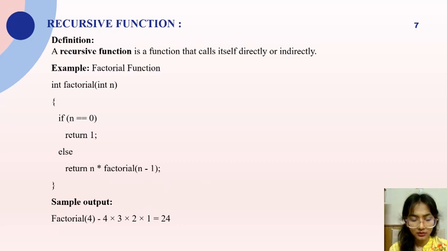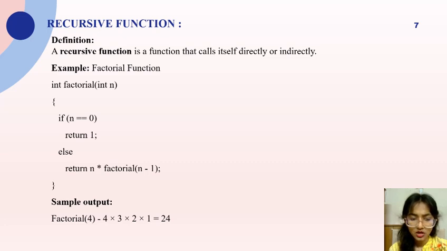And then we have a very interesting function called recursive function. It is mostly used in programs that can be broken into small parts. Here I showed the factorial example. This function calculates the factorial of a number. For example, we calculate factorial 4, which is basically 4 into 3 into 2 into 1 equals 24.